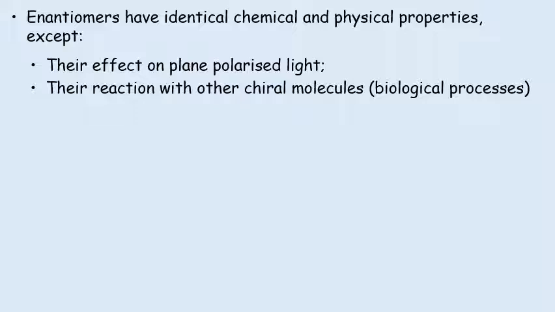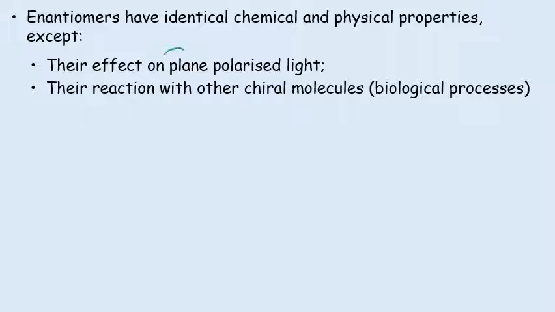Right then, so final thing. Enantiomers do have identical chemical and physical properties. Only two things, though, you're going to find that that's not the case. So there's two exceptions to that: how they affect plane polarized light, and we'll talk about that in a minute, and also their reactions with other chiral molecules.